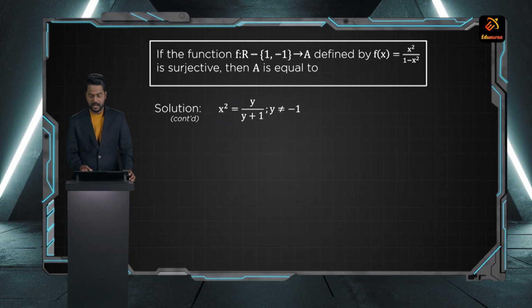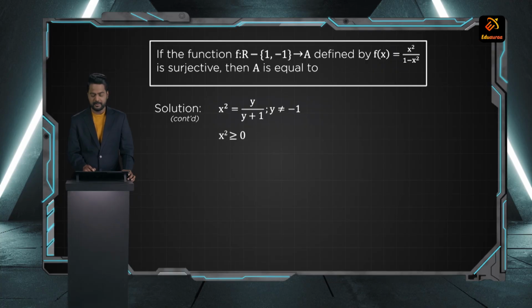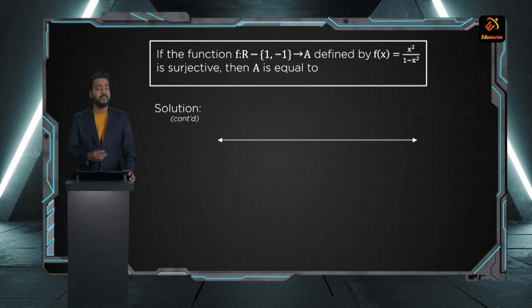So from this, x square is equal to y upon (1 plus y), and y should not be equal to minus 1, because if y is equal to minus 1, then the denominator will be equal to 0. Now I know the value of x square will be greater than or equal to 0. It means y upon (1 plus y) will be greater than or equal to 0. So from the wavy curve, I can write it. This is the wavy curve. I will find the critical values, which will be 0 and minus 1. So on the number line, it will be 0 and minus 1.